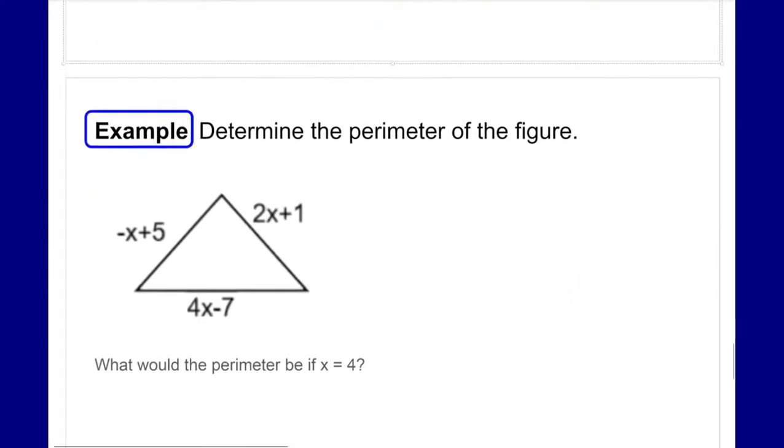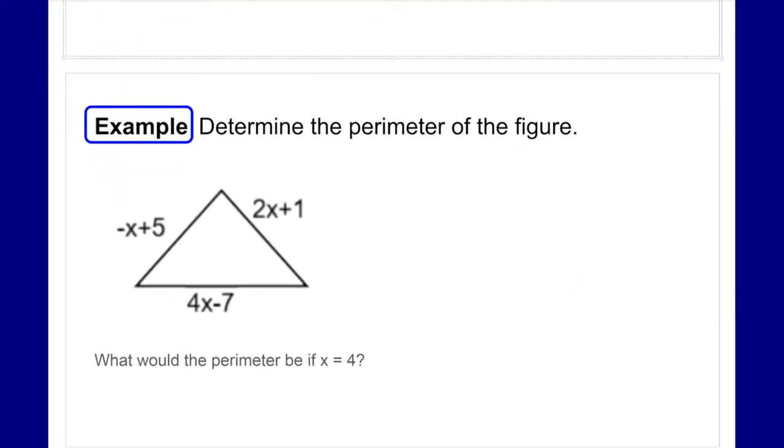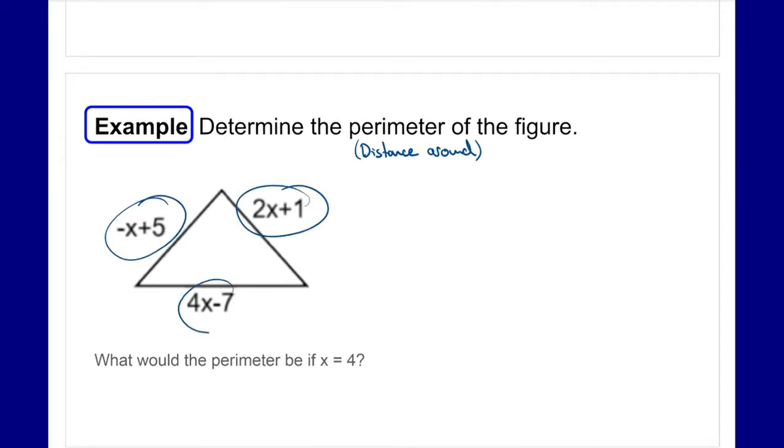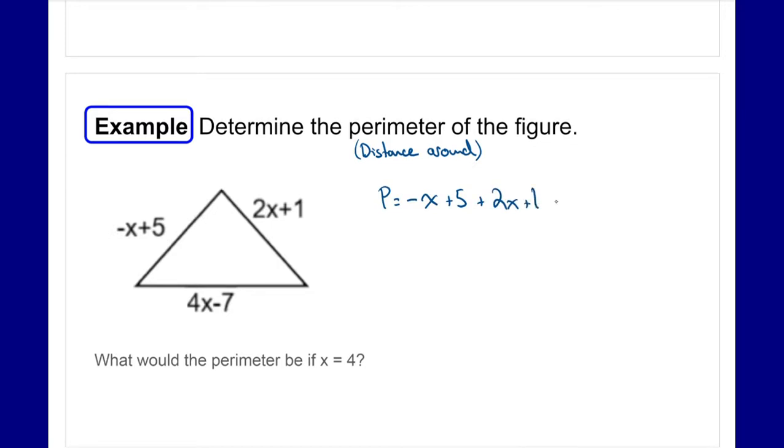Let's move on to a different type of example. Here we're going to be looking at a figure, and we want to determine the perimeter of the figure. So if I look at my triangle, I want to find the perimeter. So remember, the perimeter is the distance around the object. So basically it's adding up this side, and this side. So if I'm adding them up, I'm just going to write this all out. So the perimeter is equal to negative x plus 5 plus 2x plus 1 plus 4x minus 7.